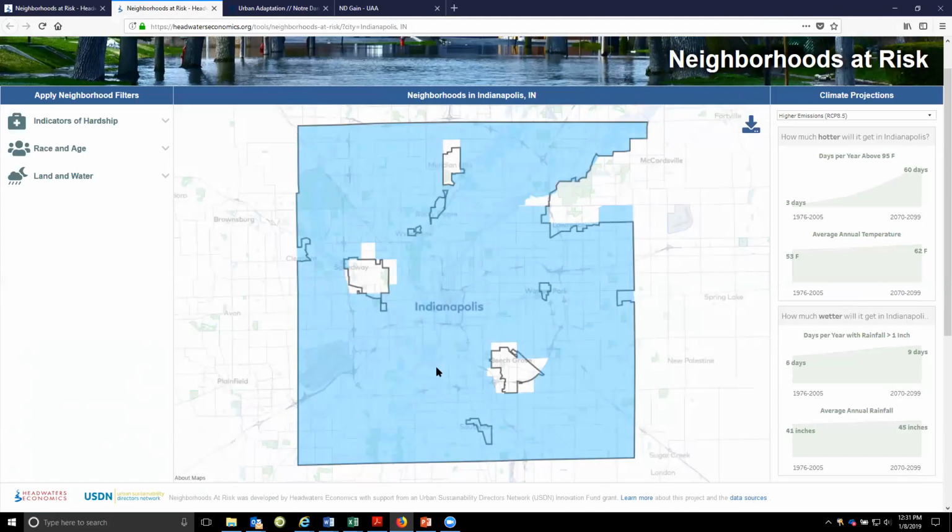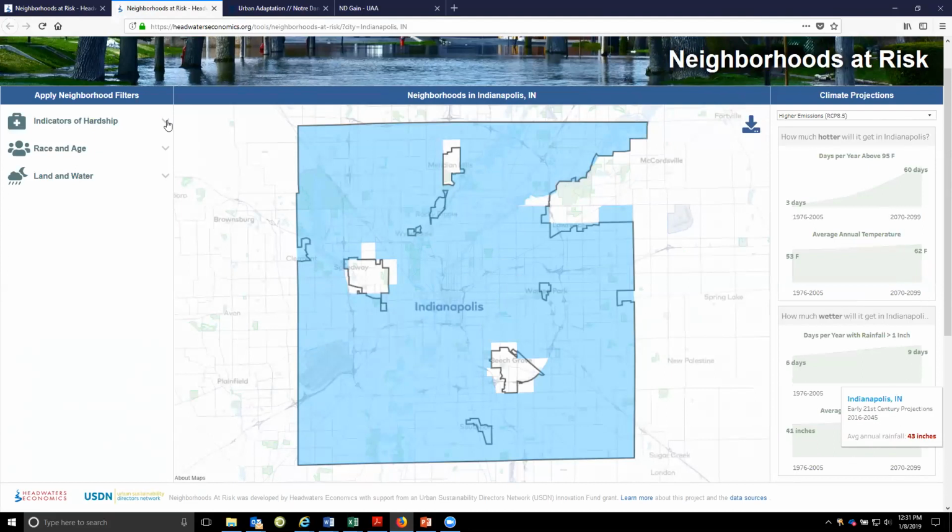So if you are interested in this tool, please let us know, because the methodology is really easy to transport. On the right, we have the climate projection specifically for Indianapolis. And then on the left, it's broken down by census tract, as you can see, with variables focused on socio and economic considerations, and then local landscape features.